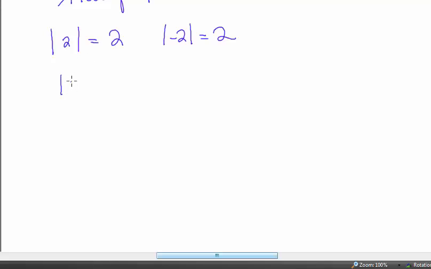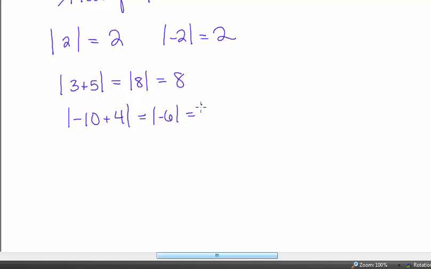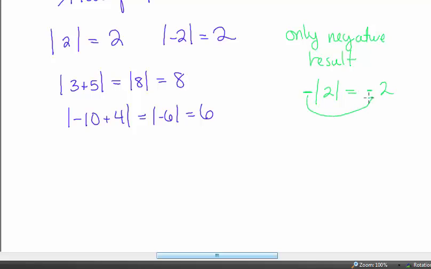So if I add two numbers together, I add them together first, it's a grouping symbol, and then I take the absolute value of it. If I get a negative, when I take the absolute value of it, it's positive. Absolute value is always positive. The only time I'll get a negative is if the negative is actually already outside. And that's because it just carries over.